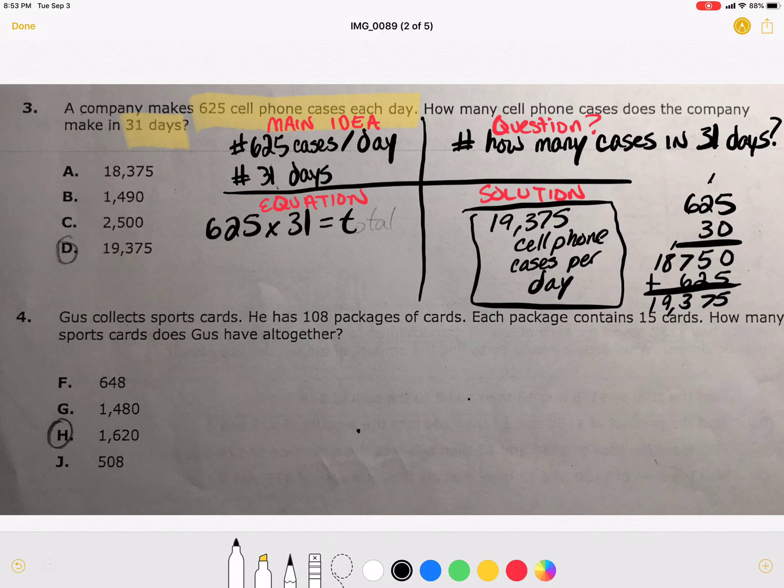All right, now on number 4, Gus collects sports cards. He has 108 packages of cards. Each package contains 15 cards. How many sports cards does Gus have altogether? All right, 108 packages. Each package has 15 cards. Let's do this as a standard algorithm. 108 times 15, draw our bar.